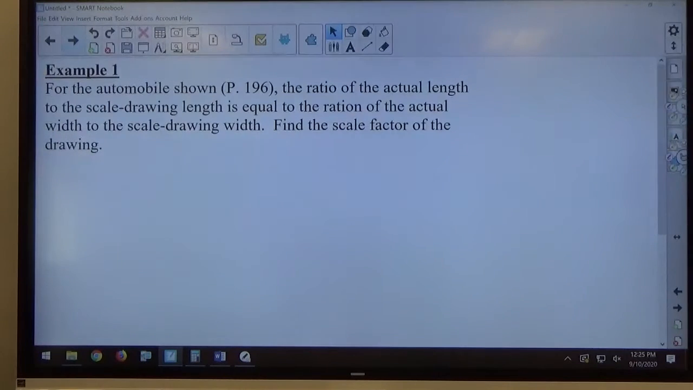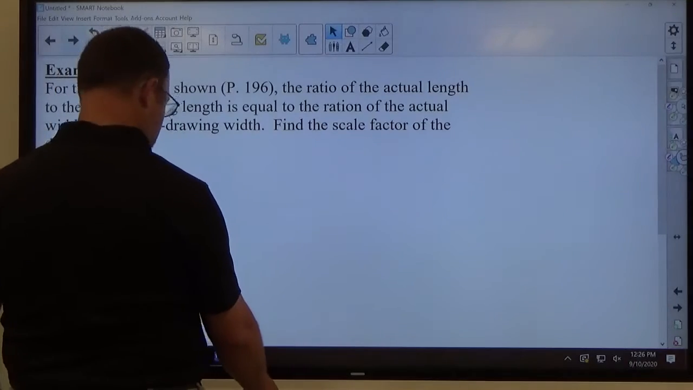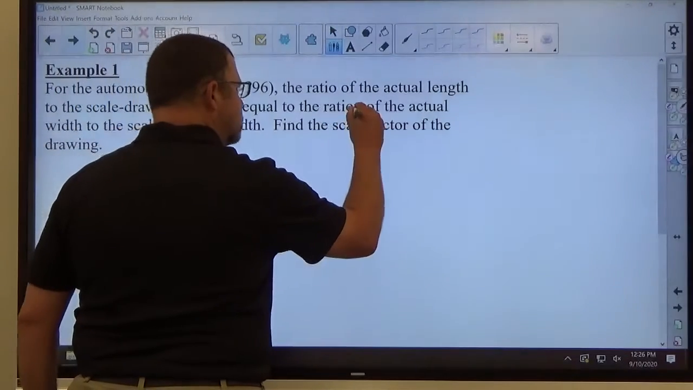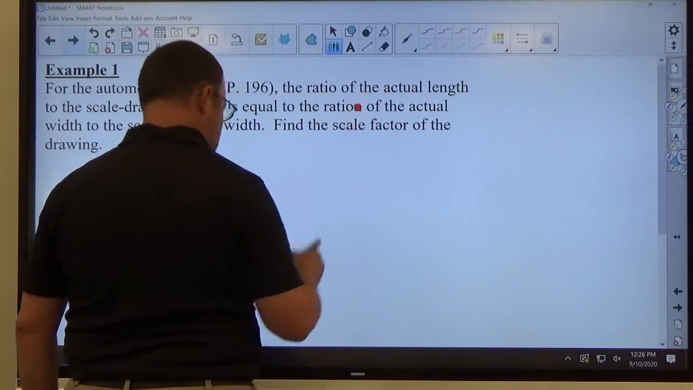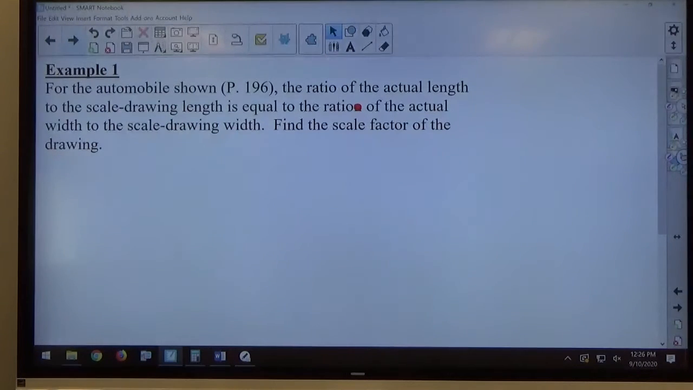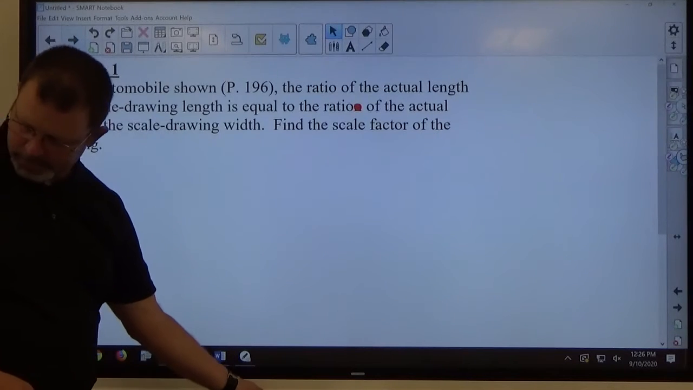Example 1, for the automobile shown on page 196, so again you have to open up your book there to see that. The ratio of the actual length to the scale drawing length is equal to the ratio of the actual width to the scale drawing width. So I do that. A lot of times I put ration instead of ratio. So looking at the car, I'm seeing the actual length.